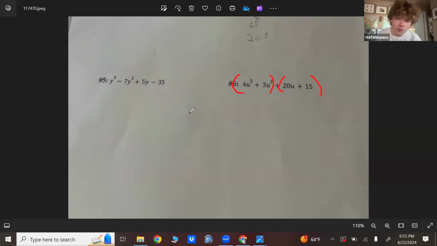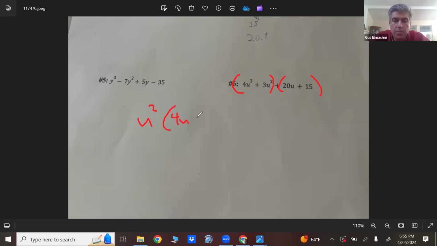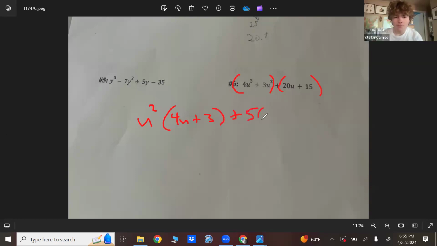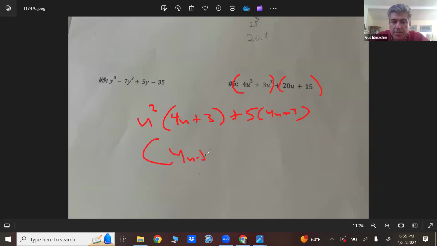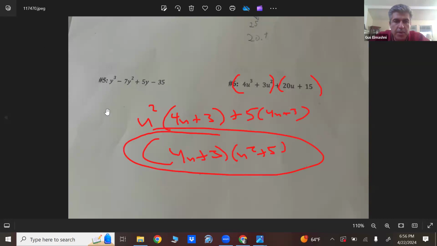Same thing here. What can you pull out here? u squared. Then for the next one, you could pull out 4u plus 3. And what's the next one? You could pull out 5. And then it's also 4u plus 3. You notice 4u plus 3 happens in both of these, and you're left with u squared plus 5. So that's factor by grouping.